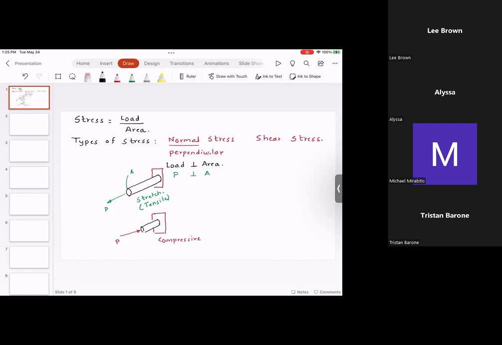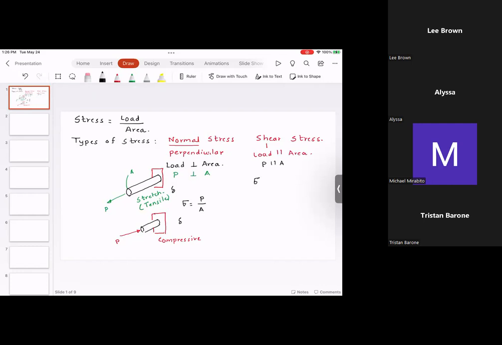The equation for stress is sigma, which is P divided by A. Now, in this case, there will be an elongation delta. Here in this case, there will be a compression delta. Now, what do I mean by shear stress? In shear stress, the load is parallel to area. So which is P parallel to A.